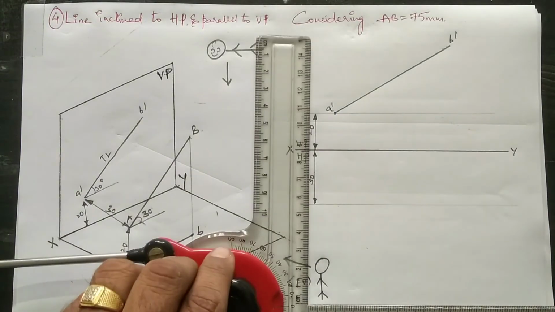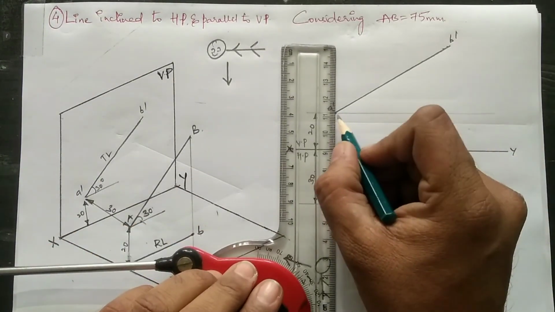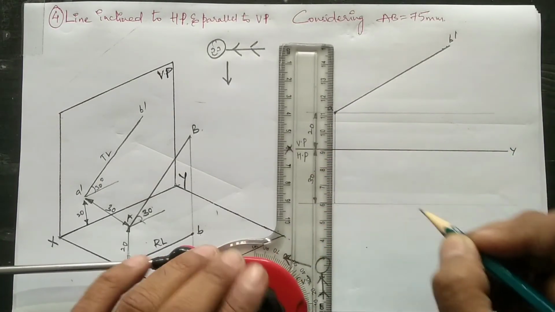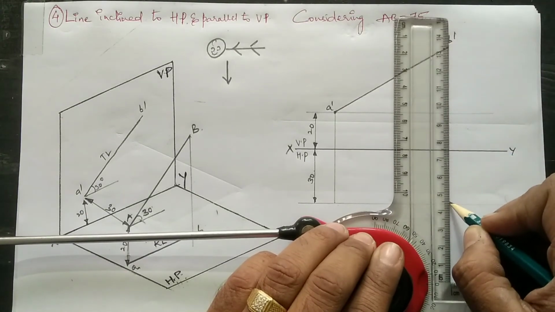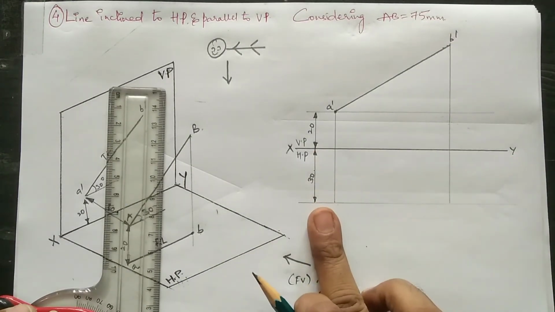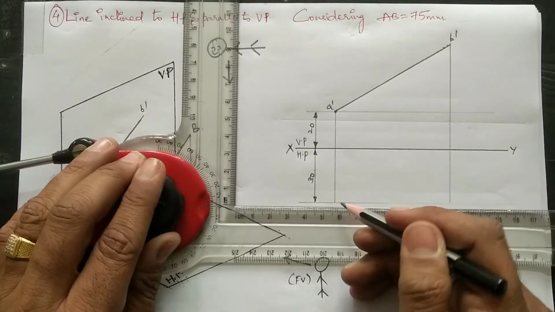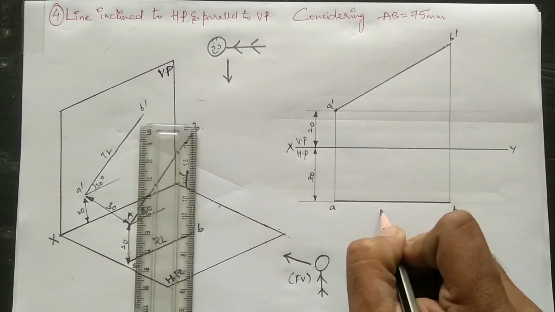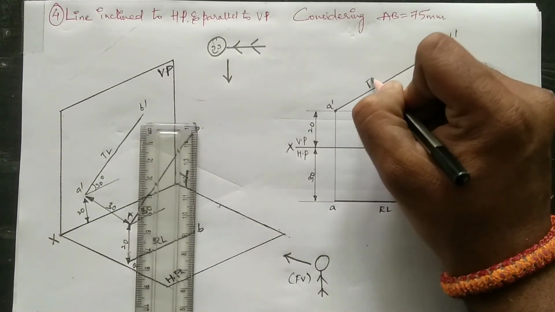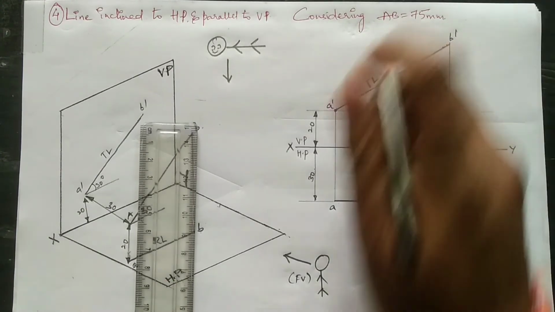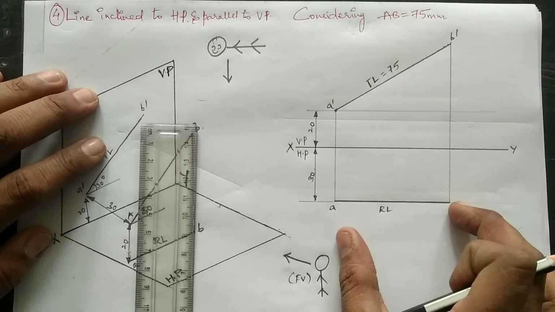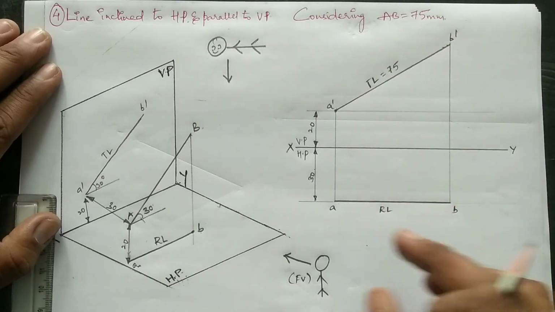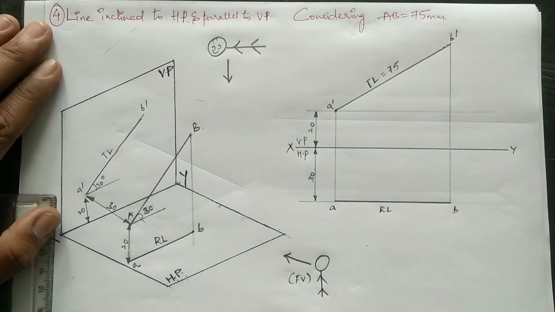Now draw the projection lines into the vertical plane and into the horizontal plane, at a distance of 30 mm from the XY line. Now this is my AB, which we generally say is the reduced length, and this is the true length. You can mention it as around 75. So this is how we go ahead for drawing the projections of a line when it is inclined to HP and parallel to VP.